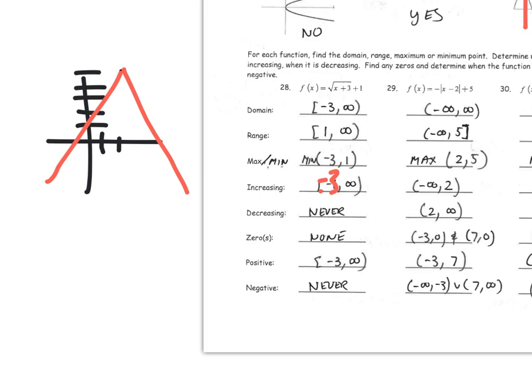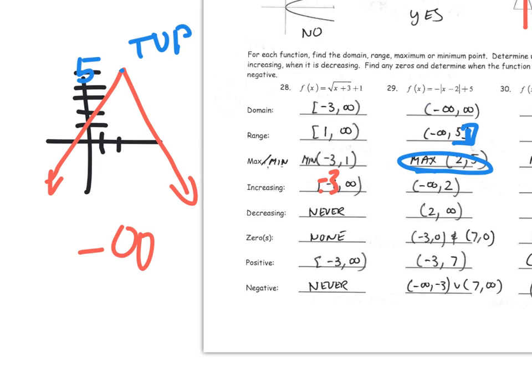The range, well, these go on forever. So negative infinity is the bottom. The top is 5, so that's the top, and it equals this. So we have a square bracket here. Okay, the maximum, this is also the top. This is the max. It is a max at, kind of covering it up here.